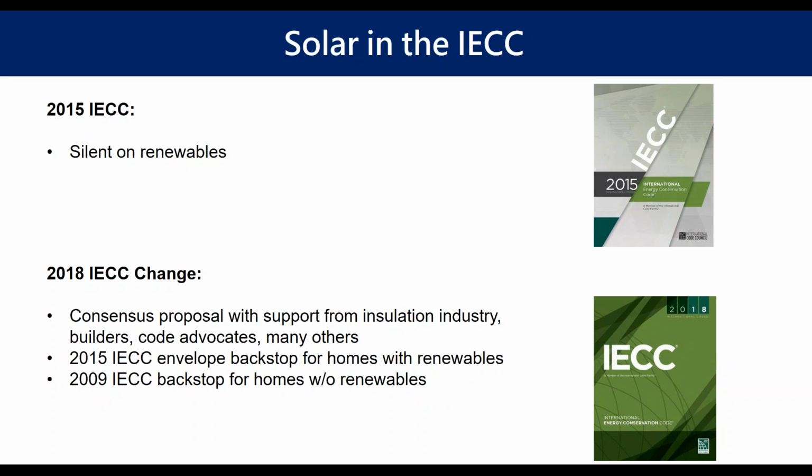So what it does is it sets the 2015 envelope levels as a backstop for any home that wants to use renewables. So if you're a builder that uses renewables, at a minimum, you have to meet the envelope requirements of the 2015 code, and then you can use renewables to impact your index score however you want to. However, for builders that don't use renewables, the 2009 IECC still remains as the backstop.